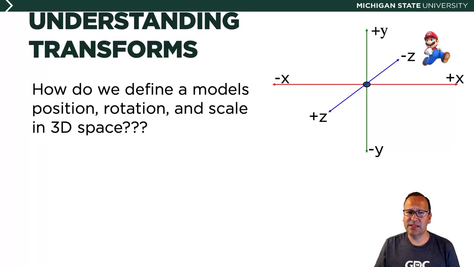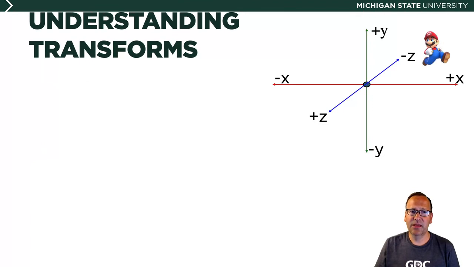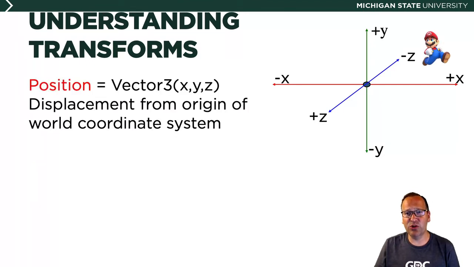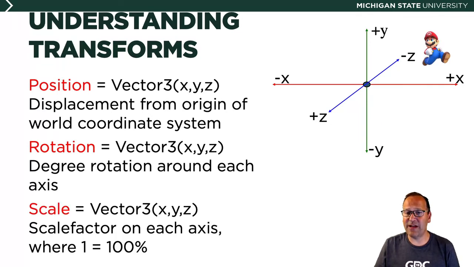So in 3D space, how do we define a model's position, rotation, and scale? We do this using multiple vectors. One for position, one for rotation, and one for scale. The position is the displacement from the origin of the world coordinate system. The rotation is the degree rotation around each axis. And the scale is the scale factor on each axis, where 1 would typically mean 100% of regular size. So 2 would be 200% size, and 0.5 would be 50% size.